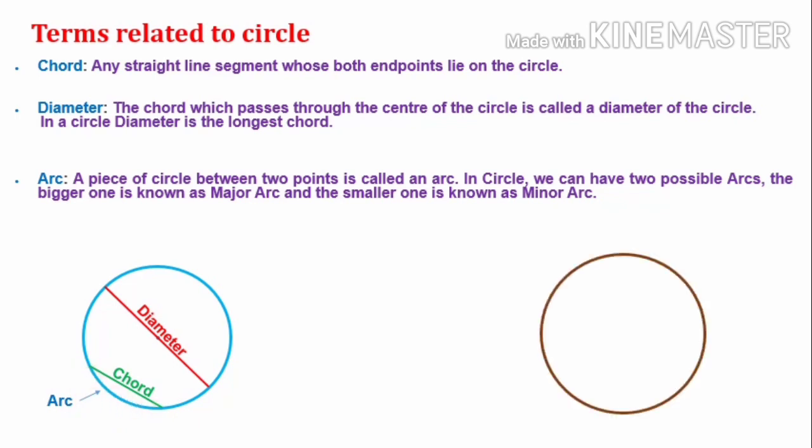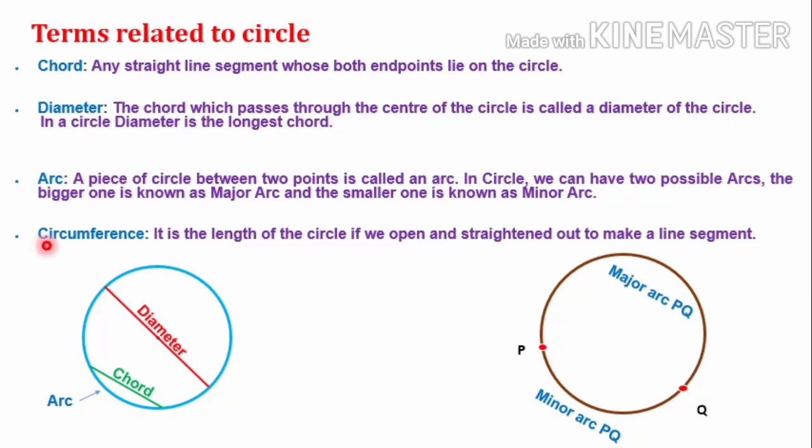So if you draw a circle separately and take 2 points P and Q, this P and Q divide the entire circle into 2 parts. One is above PQ and another one is below PQ. Above PQ, it is longer in length, and below PQ, it is shorter when we compare with the upper portion. So the bigger one is called the major arc and the smaller one is called the minor arc. The upper portion is the major arc and the bottom portion is the minor arc PQ.